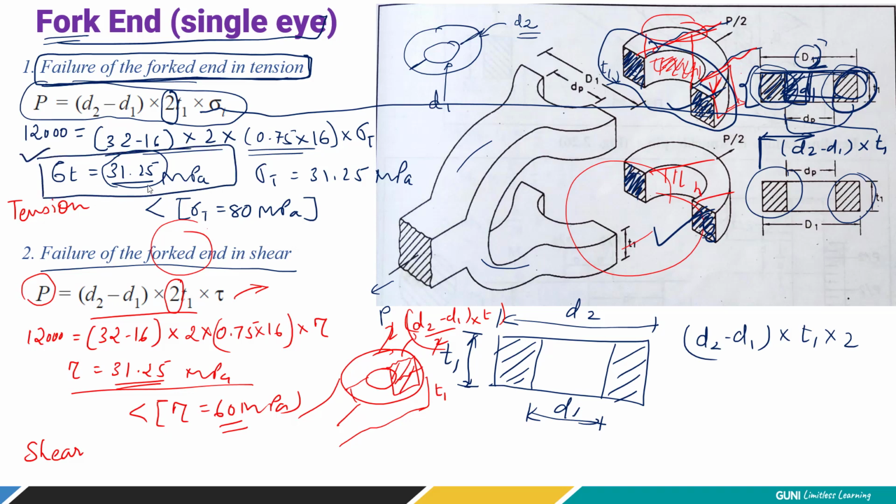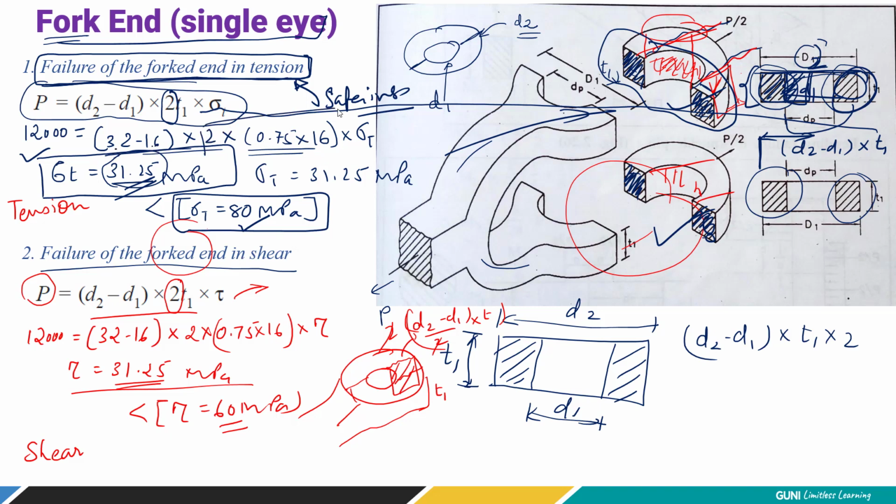अब कितनी आ रही है? It comes out to be 31.25. Now the permissible safe stress value is 80. So you can say the induced stress is much less than the permissible value or the safe limit. Hence, the fork end is safe in tensile failure. It is not going to fail with the given dimensions. हमारा जो dimension है 32, 16 and the thickness, right?